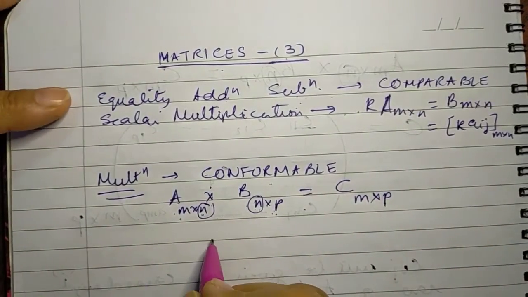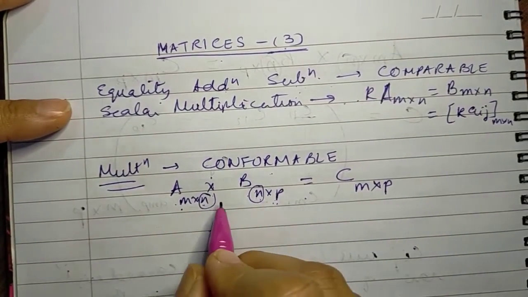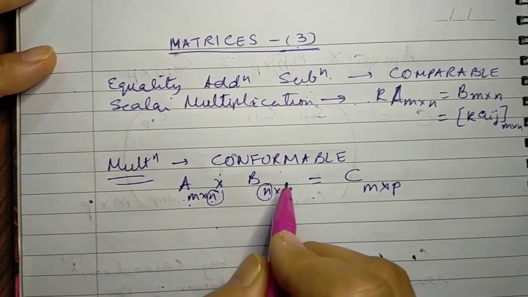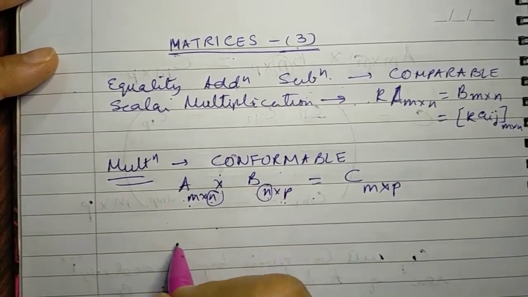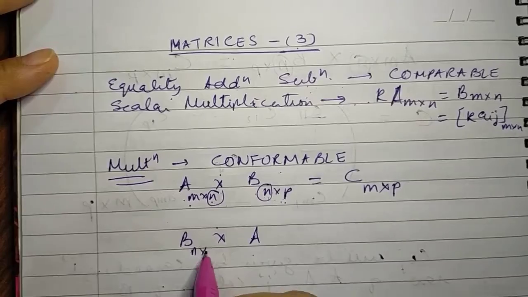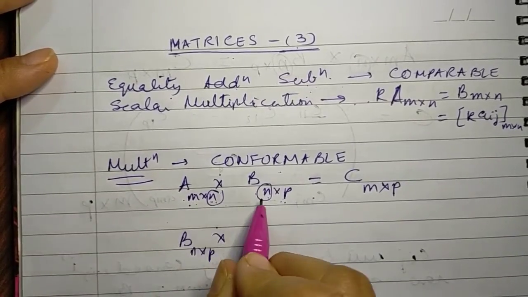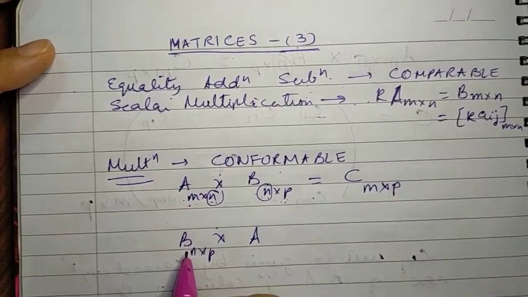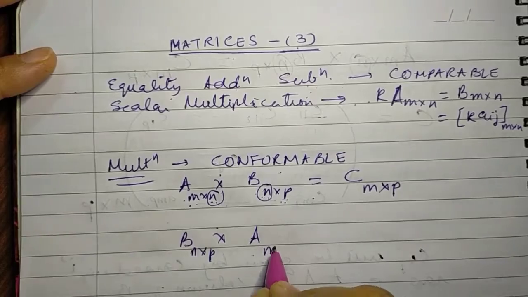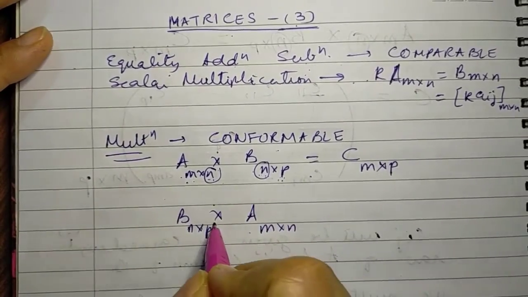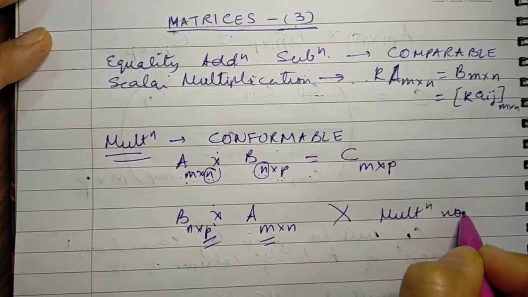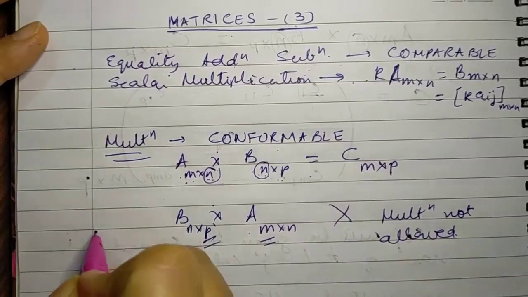Now, as you can clearly see, if A and B are conformable for multiplication, it is not necessary that B into A will also be conformable for multiplication. If A is an m by n matrix and B is an n by p matrix, and we find B into A, we have an n by p matrix getting multiplied to an m by n matrix, and these are not even conformable, so multiplication is not allowed here. This is the first case.